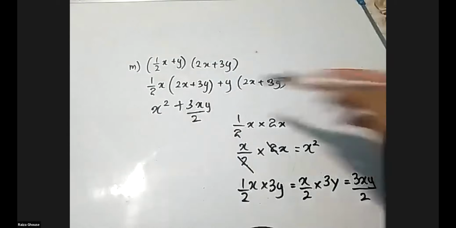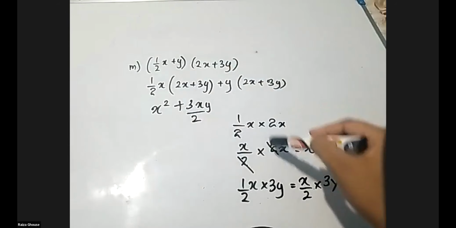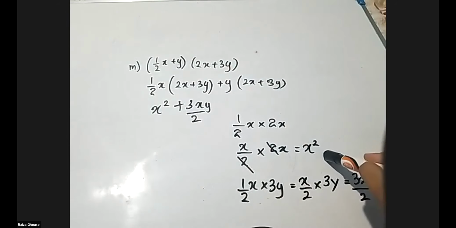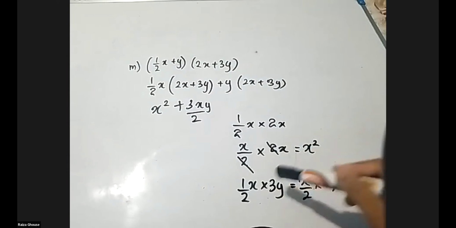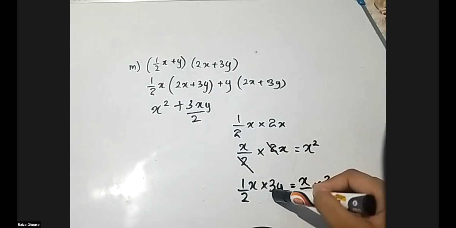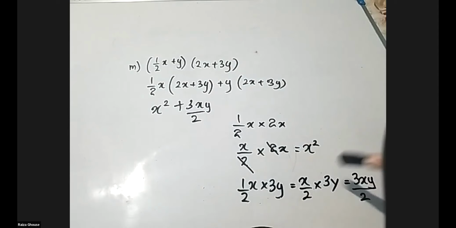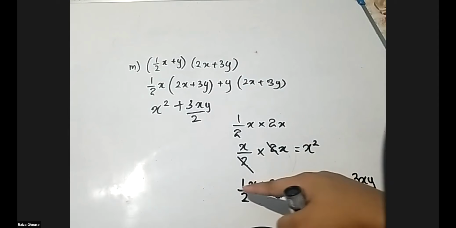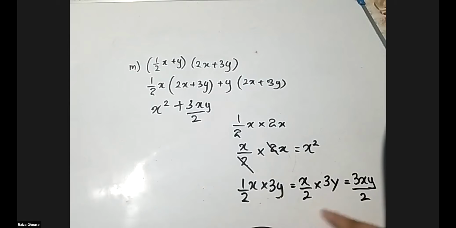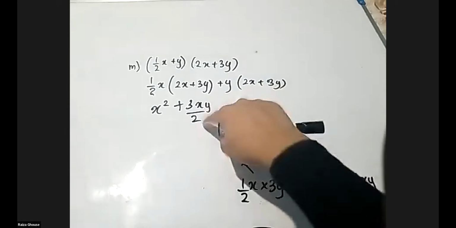Half x I took out, multiplied the 2x. 2 and 2 cancel, x into x, x squared. Half x I took out, 3y. 2 and 3 can't cancel, so x into 3y, 3xy. The numerator, I told you, belongs to the top part. Below, the denominator is 2. That should be written here.